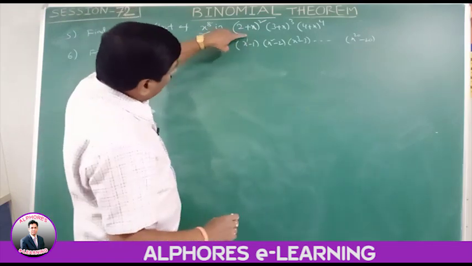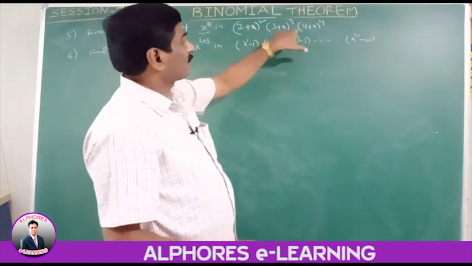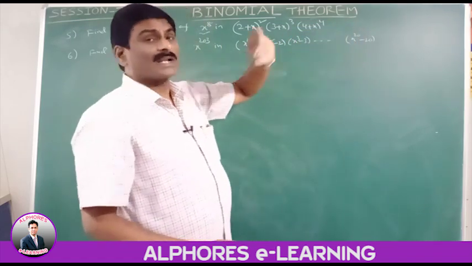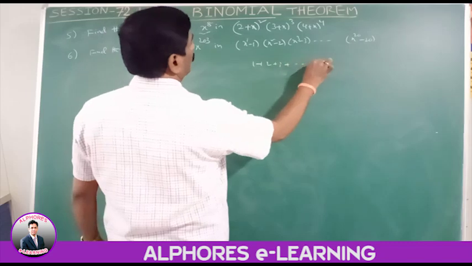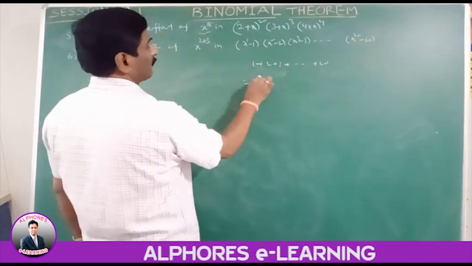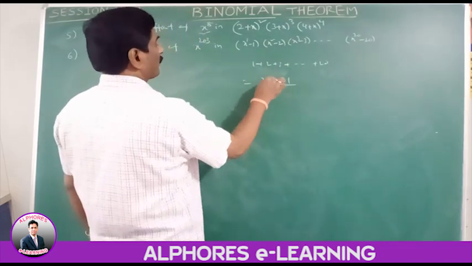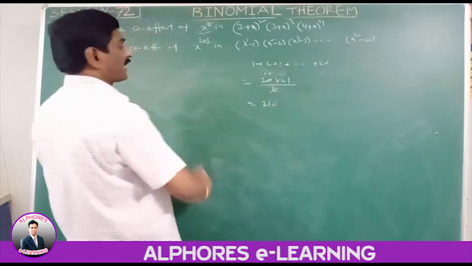Here the index of x is 1, the index of x is 2, the index of x is 3, the index of x is 20. What is the higher power? Higher power means 1 plus 2 plus 3 plus so on up to 20. Sum of the natural numbers is equal to n into (n plus 1) by 2. 20 into 21 by 2 means 210. Higher power coefficient is 210.